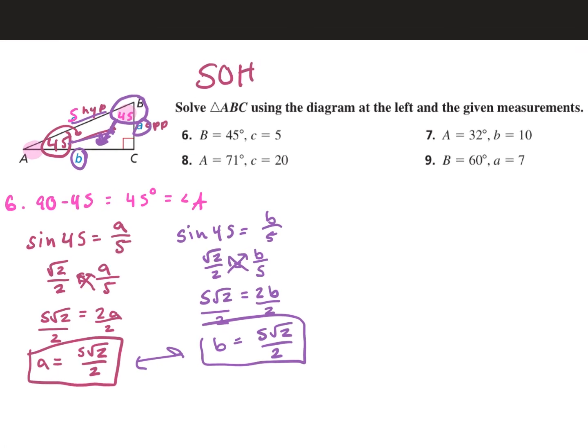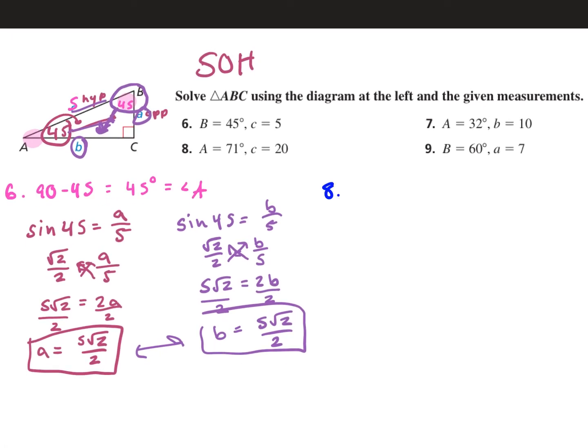All right, next let's do number 8. So I'm going to erase everything I have here and just start over. It tells us A is 71 and side C is 20. So we know that our acute angles of our triangle, A and B, are going to add up to 90. So to find angle B, we can say 90 minus 71, which gives us 19. So angle B is equal to 19 degrees.